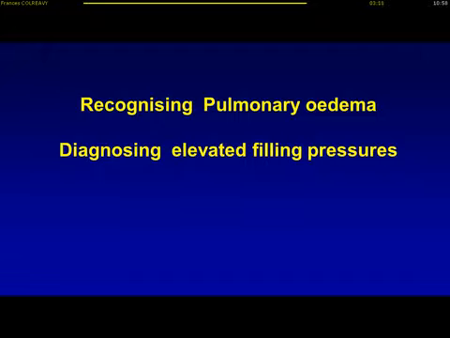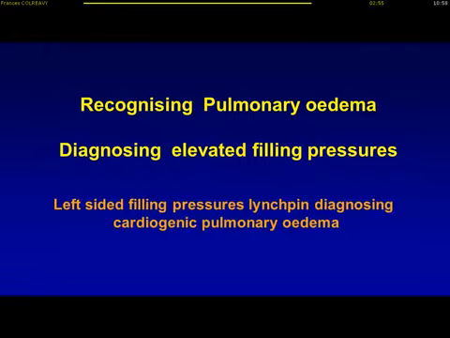And I think there is a lot of latent, unrecognized cardiogenic pulmonary edema and unrecognized elevated filling pressures among a lot of our patients. And the next part of the talk will deal with how we recognize that, and in particular, elevation of left-sided filling pressures, which of course are the linchpin in diagnosing cardiogenic pulmonary edema.